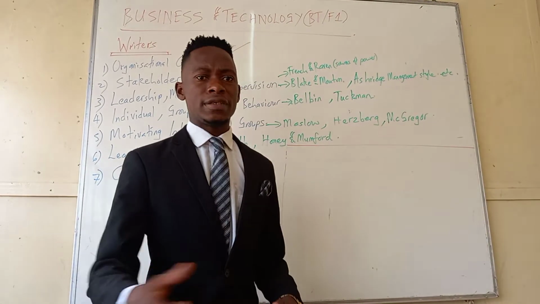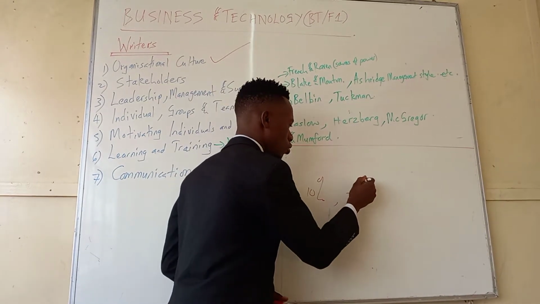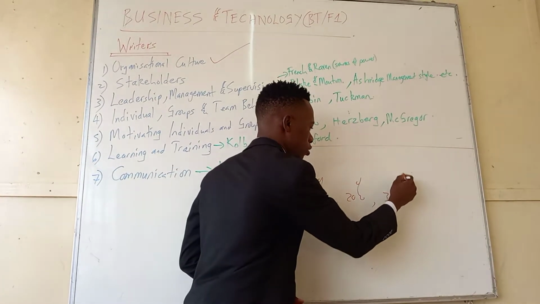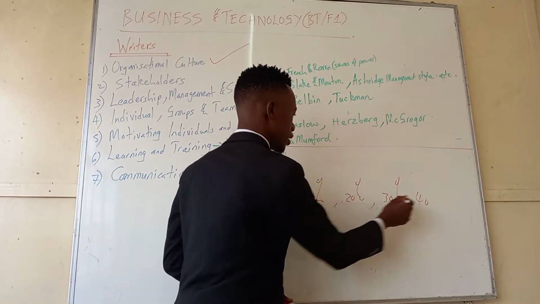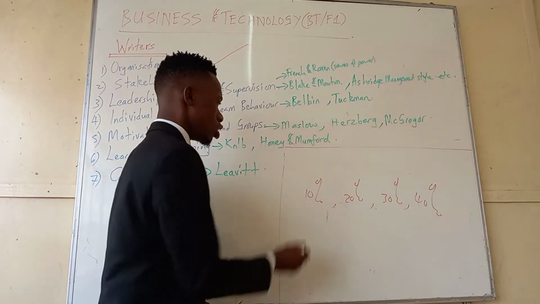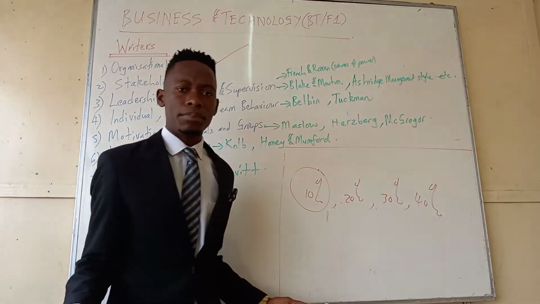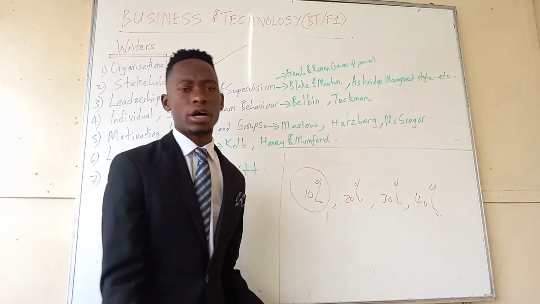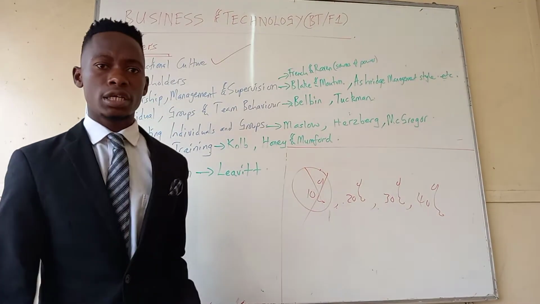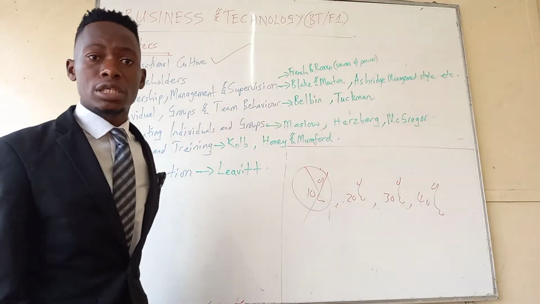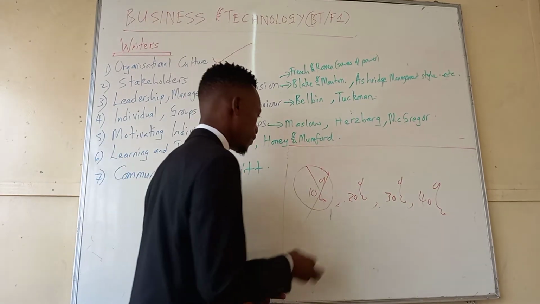For example, there is a shareholder who owns 10%, another shareholder who owns 20%, another owns 30%, another owns 40%. The one who owns 10%, you cannot call him a key player. He doesn't have power, because even if he removes his 10% investment, the company can still continue to operate. You get it, right?